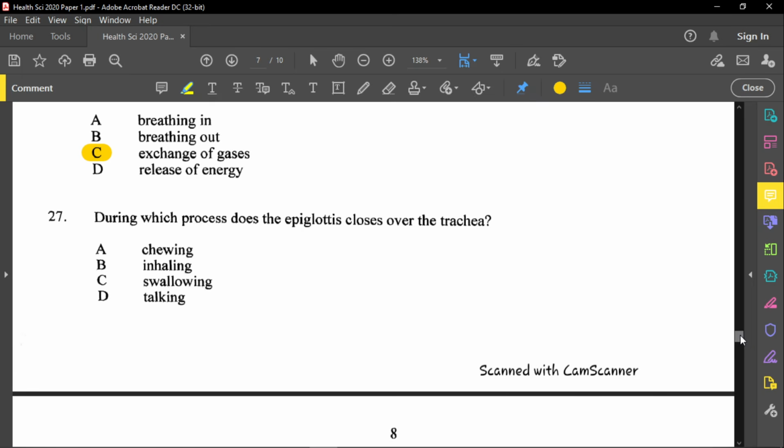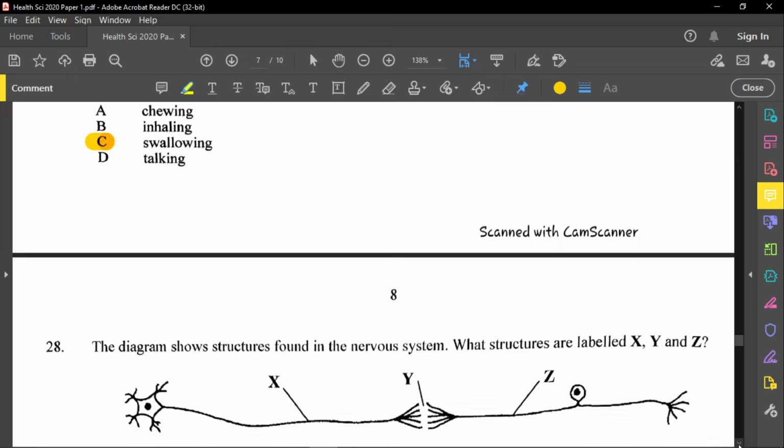Now for question number 27, it says during which process does the epiglottis close over the trachea? And this is definitely when you're swallowing food. The epiglottis will cover the trachea, so no food will get into the trachea and cause you to choke. All right, let's go to question number 28.